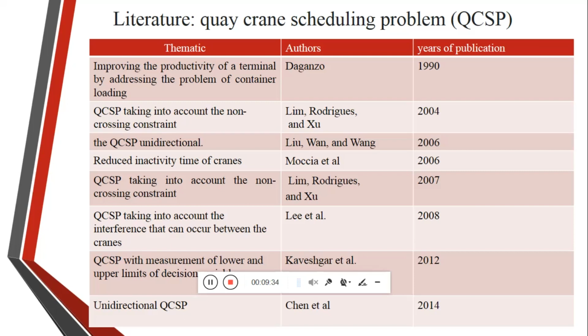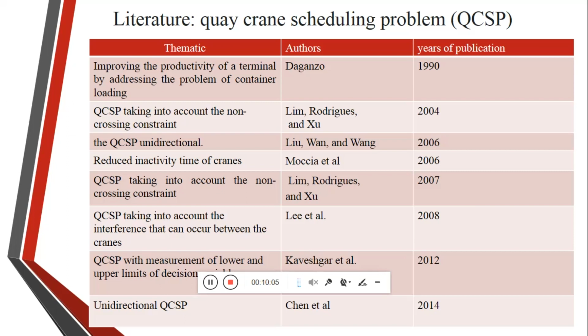Then we present the literature related to the K-crane scheduling problem in order to have a minimal berthing time of the vessel in a port. We start with improving the productivity of a terminal by addressing the problem of container loading and the K-crane scheduling, taking into account the no crossing constraint.